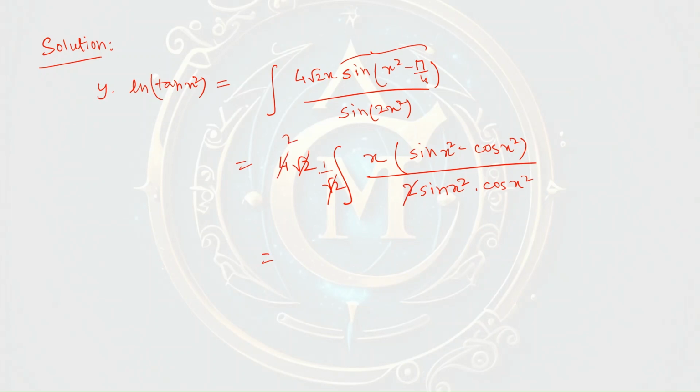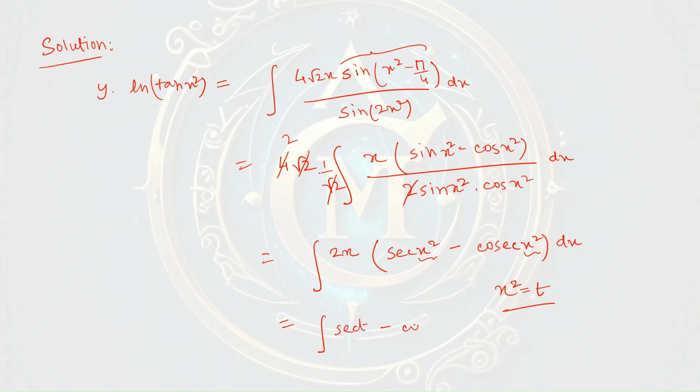That means, and also here is a dx multiplied, so this will be integral 2x into secant of x square minus cosecant of x square dx. Now we have to simply put this x square equal to t. That means 2x dx becomes dt. So this becomes sec of t minus cosecant of t dt.